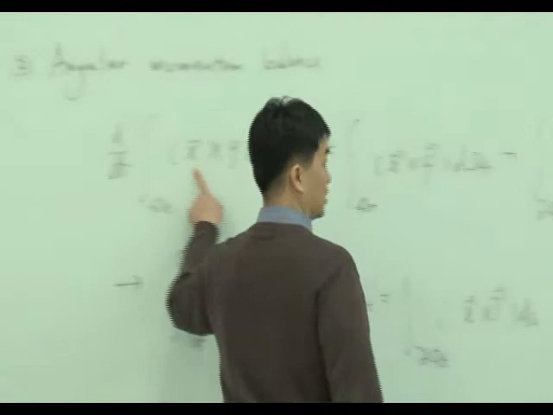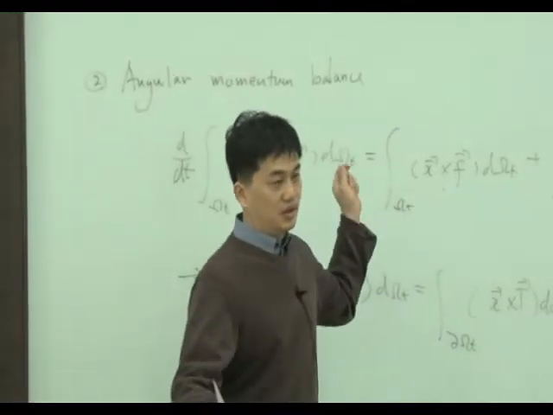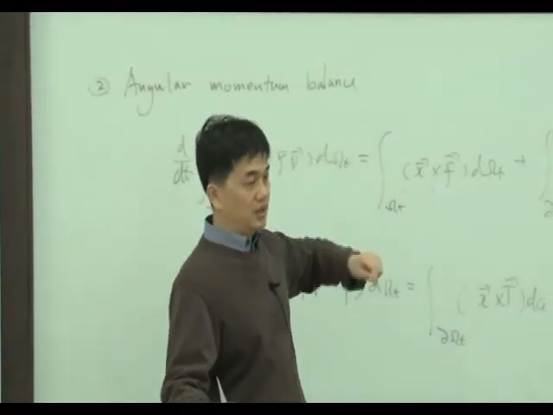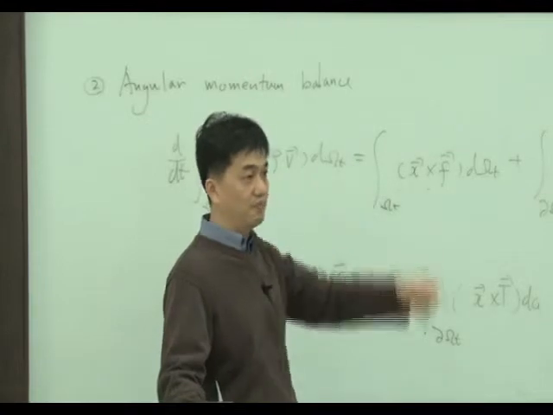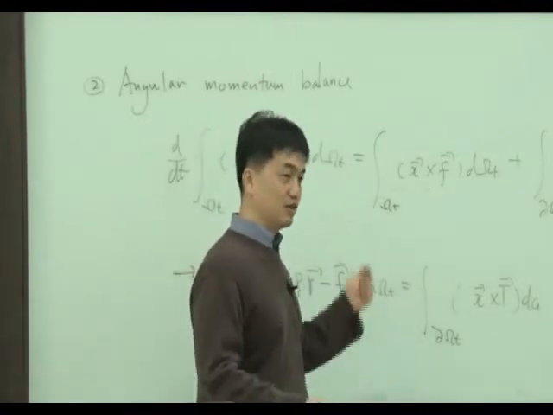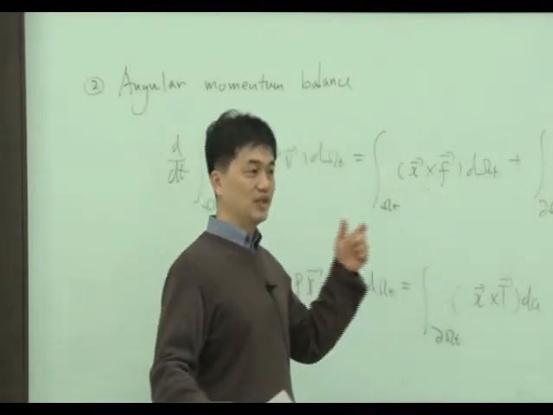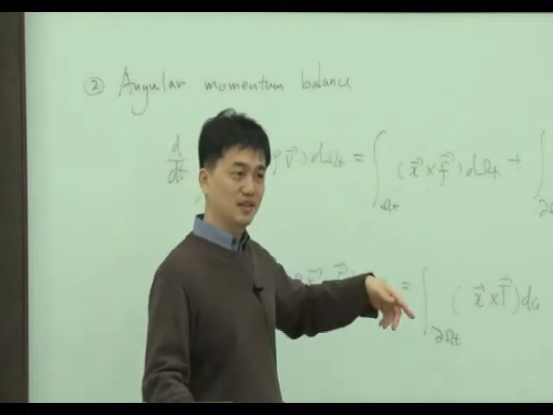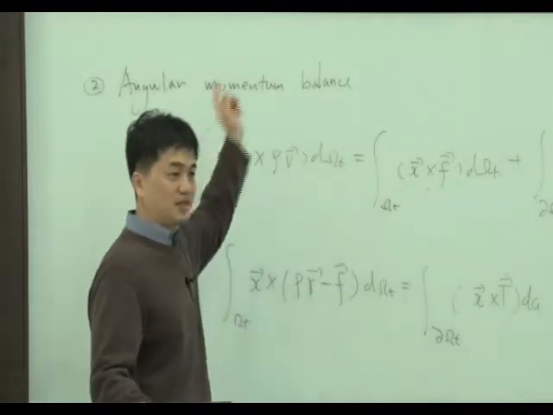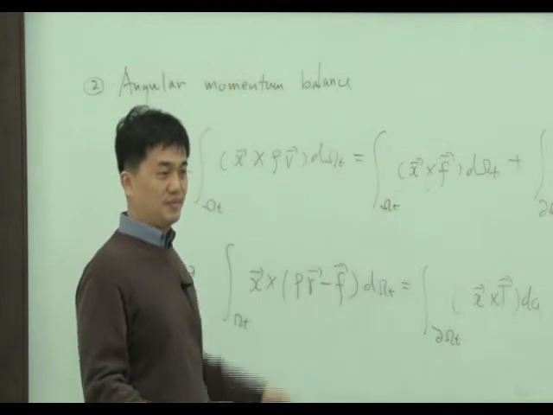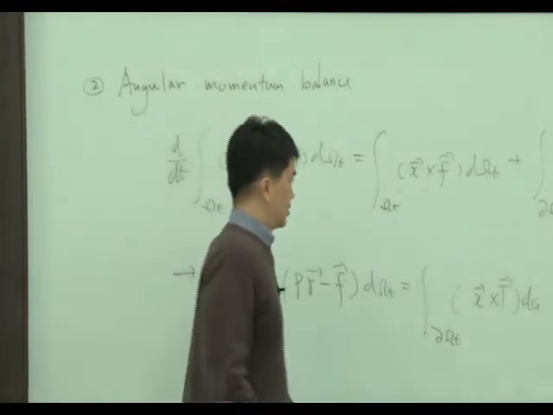And then the angular momentum balance is just there is x, okay? This x means, when we calculate the moment, right? We need to have some moment arm, right? This is the arm, moment arm. Okay?